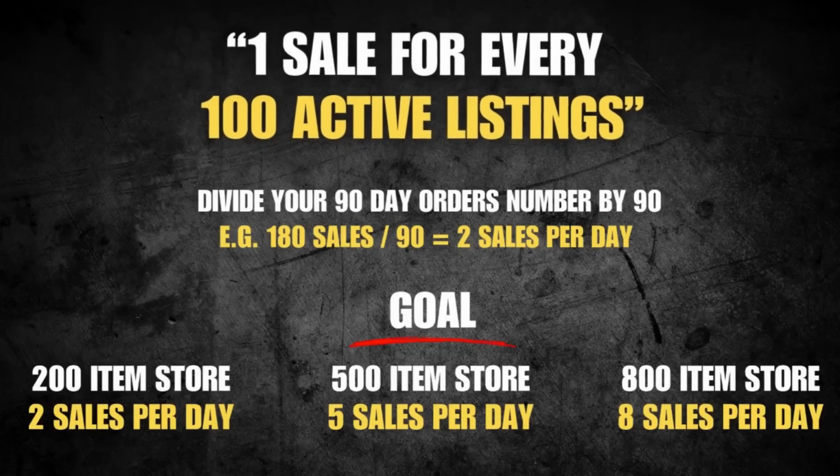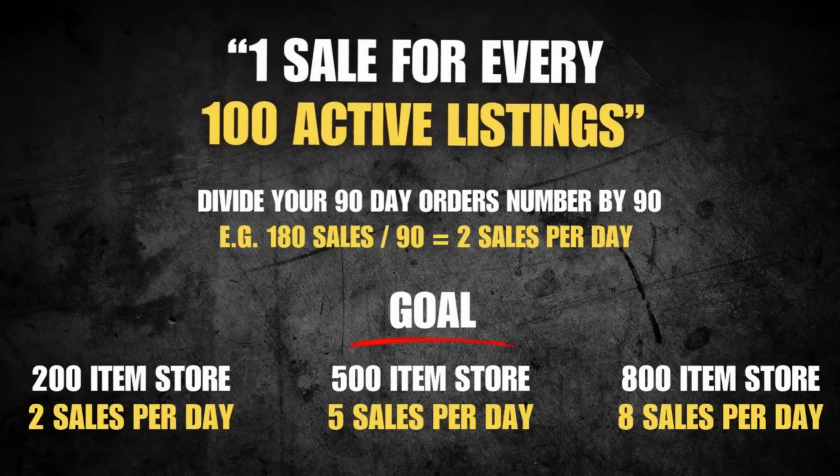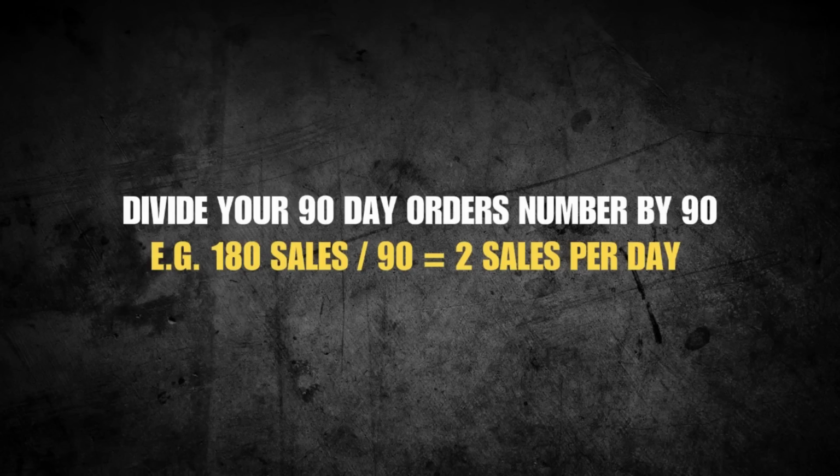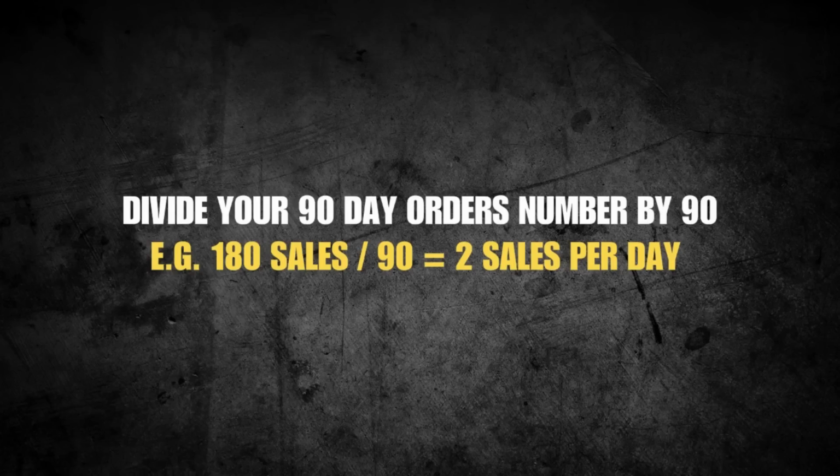When it comes to running a successful eBay business, there's one formula, one golden rule that I'll always work towards, and that is one sale for every 100 active listings. The way you work this out is you divide your 90-day orders number by 90. So if you've got 100 sales, you divide that by 90, you have your average sales per day. An example right there: 180 sales divided by 90, you're a 2 sale per day seller.